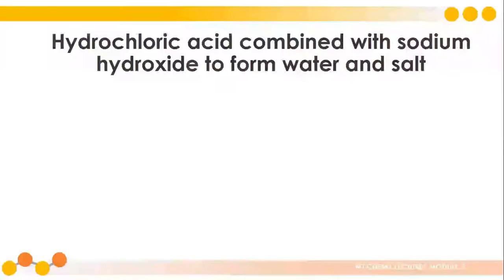Next, we have this equation. Again, it's in word form, so we need to transform it into a chemical equation. So we have here hydrochloric acid combined with sodium hydroxide to form water and salt. Okay? So let's write it into a chemical equation first. So we have the hydrochloric acid, or the HCl, combined with. When you say combined with, you simply add them. Okay, so there's the plus sign. Combined with sodium hydroxide.